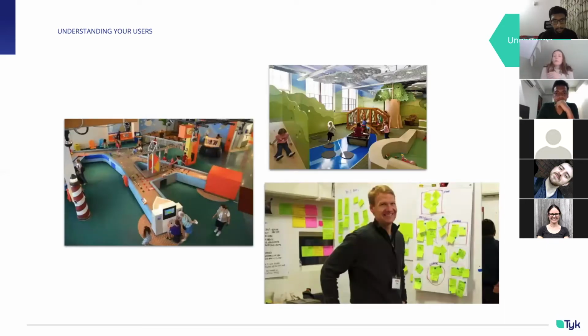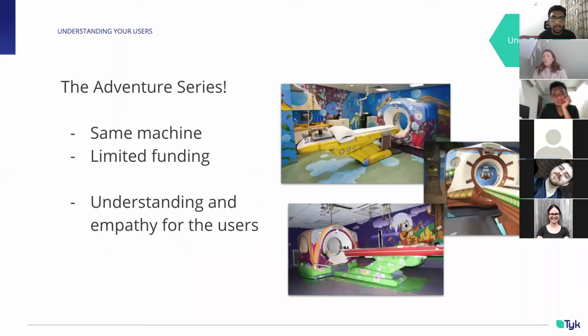Something he did is he went to visit lots of different happy situations that children often spend time in. He went to playgroups, he went to museums, and he saw what aspects really get children excited and what makes them happy, so that he could then feed that back into the design of what's actually quite a scary experience of having an MRI scan. What he came up with was something called the Adventure Series. It's actually the same machine. There was really limited funding. But what they did is they incorporated a story around this experience of going and having this MRI scan.